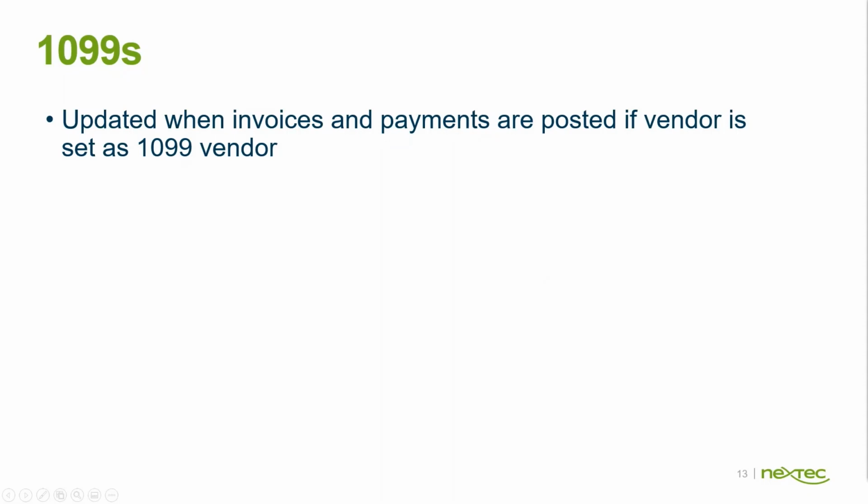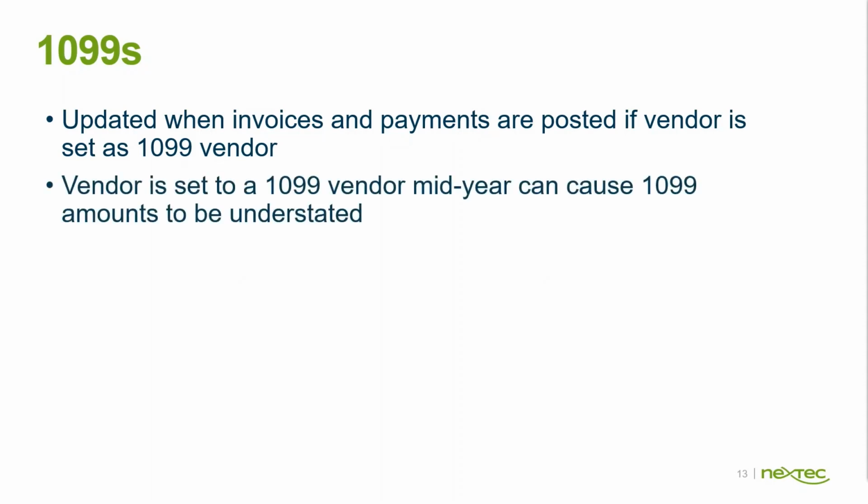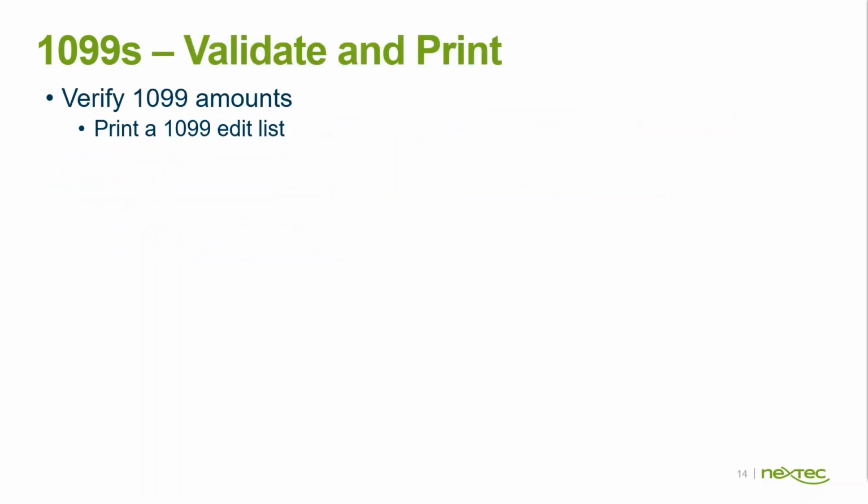We're going to move on to 1099s. 1099s are updated when invoices and payments are posted if the vendor is set as a 1099 vendor. If you change a vendor mid-year, it can cause the vendor's 1099 amounts to be understated. There is no magnetic media in GP. You want to print the 1099 amounts report and validate it.